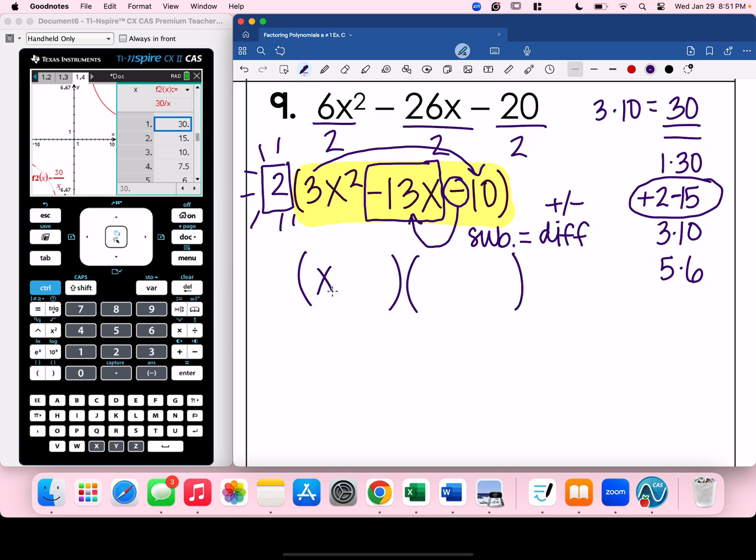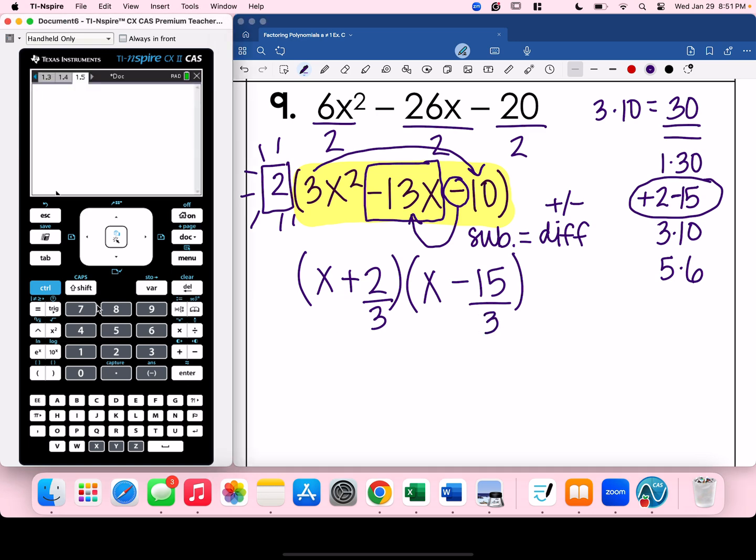So now that we have identified our factors, we want to go ahead and set up 2 sets of parentheses. X goes at the beginning of both. And we are substituting in our 2 factors. Next step is to divide by our leading coefficient of 3. And now we want to reduce our fractions. So looking at my first set of parentheses, here I want to reduce 2 over 3. Well, 2 over 3 is already a reduced fraction.